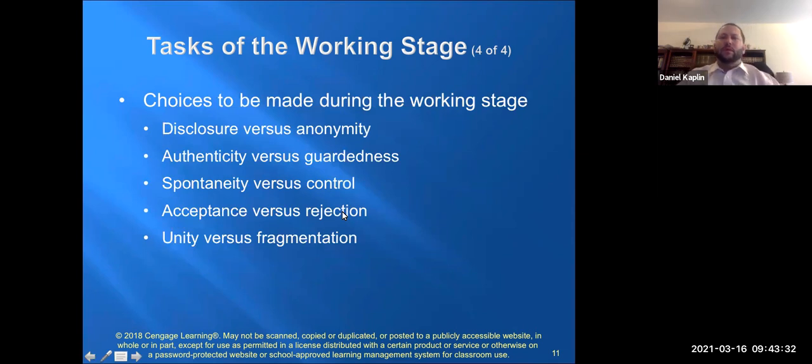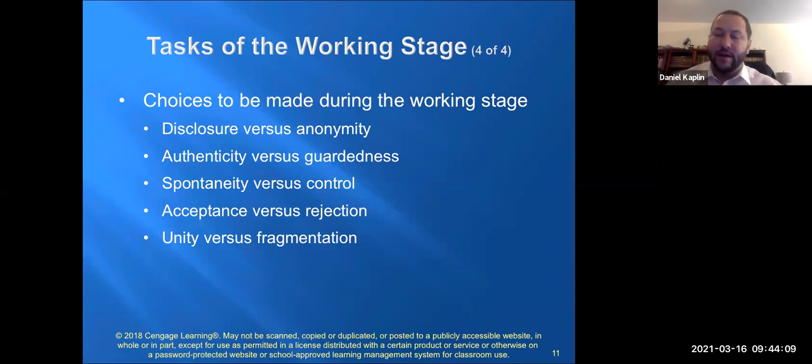So we have a choice, right? So there are decisions that people are making as members of the group. The first one is whether to share or not share, whether to self-disclose, or whether to remain anonymous, right? So when people speak up in a group, they're taking a risk. That requires a sense of trust. Whereas people who remain silent, they're keeping their views anonymous. They're not actually giving the group the experience, right?